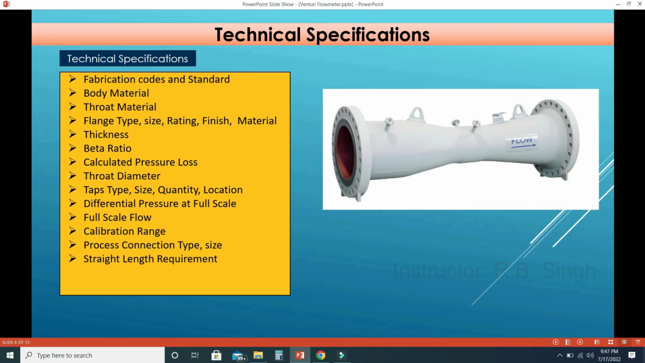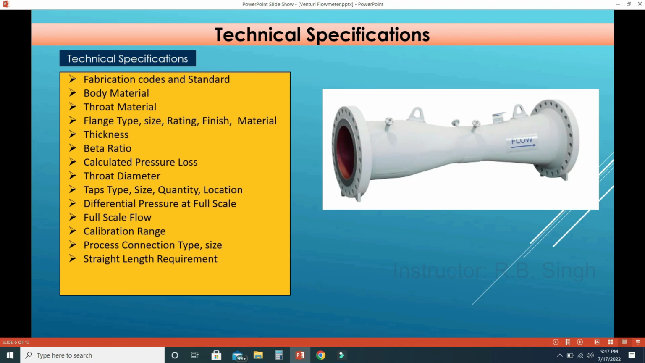Beta ratio is the same as we discussed in the orifice meter. Beta ratio is the ratio of downstream to upstream, or we can say D2 upon D1. What is D2? D2 is the diameter of the throat and D1 is the diameter of the upstream body. The beta ratio range is the same as for orifice, like we can consider from 0.25 to 0.75. Calculated pressure loss can be obtained from sizing calculations, so the vendor can provide it. Throat diameter is also provided by the vendor.